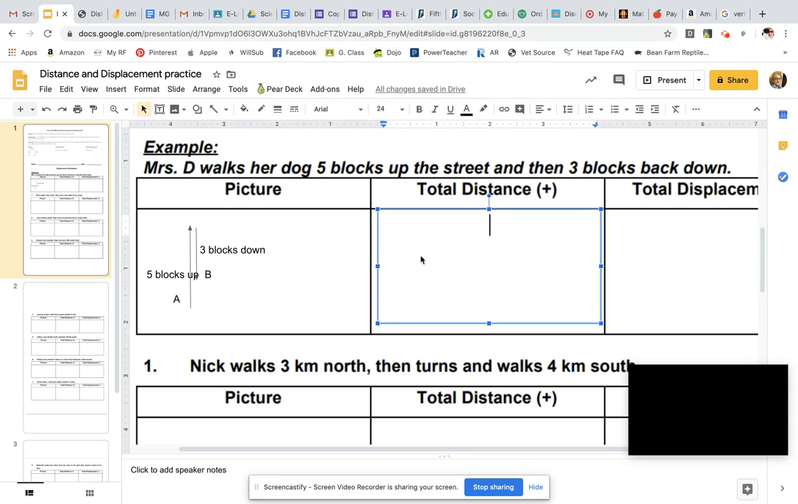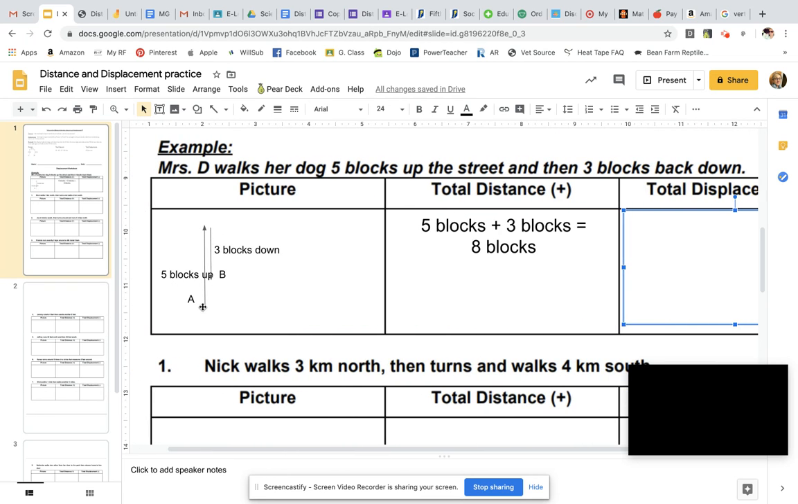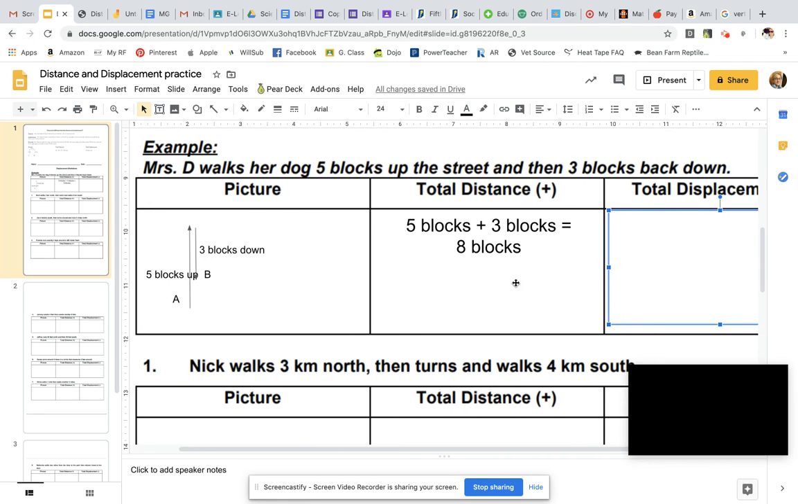So started here at point A, ended at point B. The total distance is, you just add it all up. So it's 5 blocks plus 3 blocks, and that equals 8 blocks. I'm going to make sure that my answer is all on the same line. So the total distance traveled was 8 blocks. There were no feet or miles or meters or anything like that for this one. It's just the blocks.